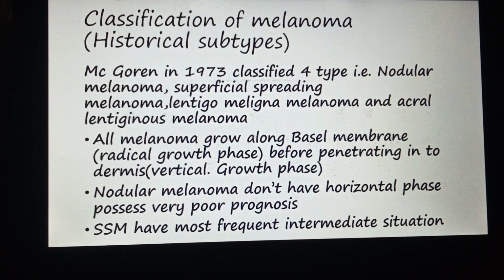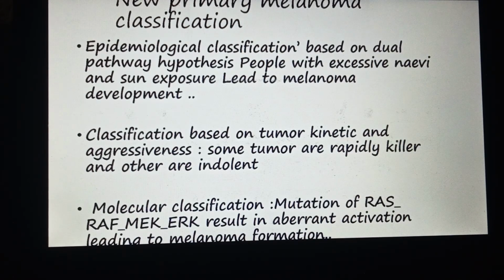But when they move downward and enter into the dermis, this is called the vertical growth phase. Nodular melanoma does not have a horizontal phase and has a very poor prognosis. It means nodular melanoma enters directly into the dermis and has a very poor prognosis. Superficial spreading melanoma, or SSM, is the most frequent, with an intermediate situation.